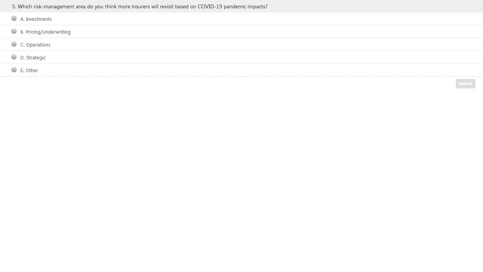And that brings us to our last polling question here. Question number 5. Which risk management area do you think more insurers will revisit based on the COVID-19 pandemic impacts? Do you think it's A, investments, B, pricing and underwriting, C, operations, D, strategic, or E, other?